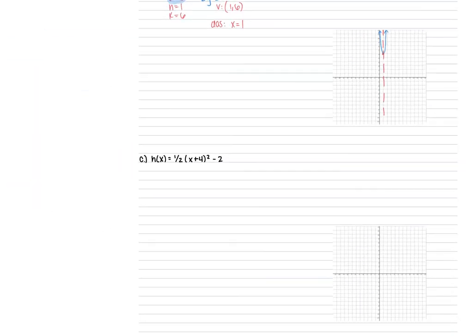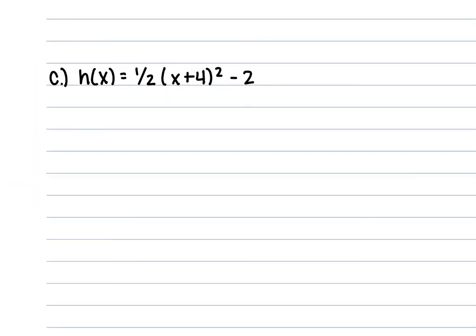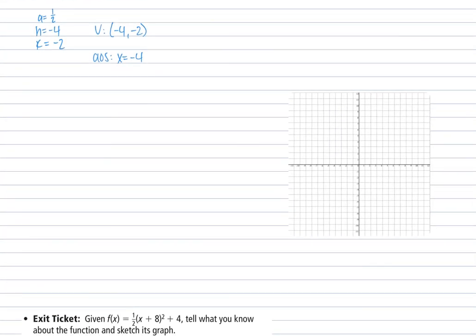Okay, last one. A equals 1/2, h equals -4, and k equals -2. Excelente. What is my vertex? Someone new. Isa. -4, -2. Excellent. What's my axis of symmetry? X equals -4. So on my graph, go to -4, comma, -2. That's down here.